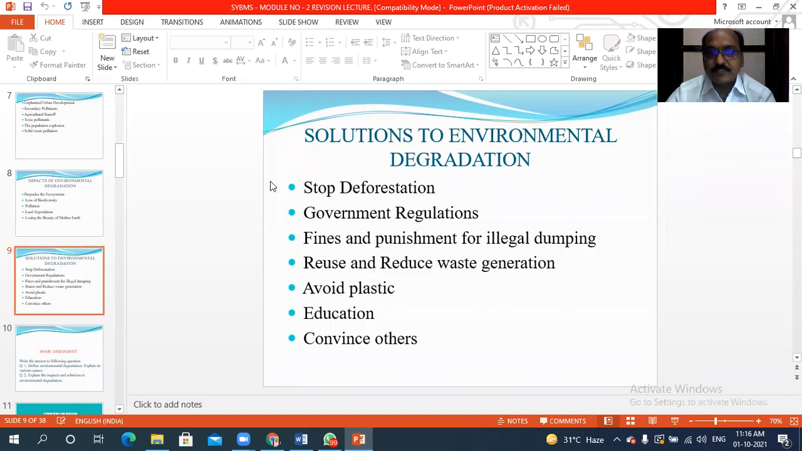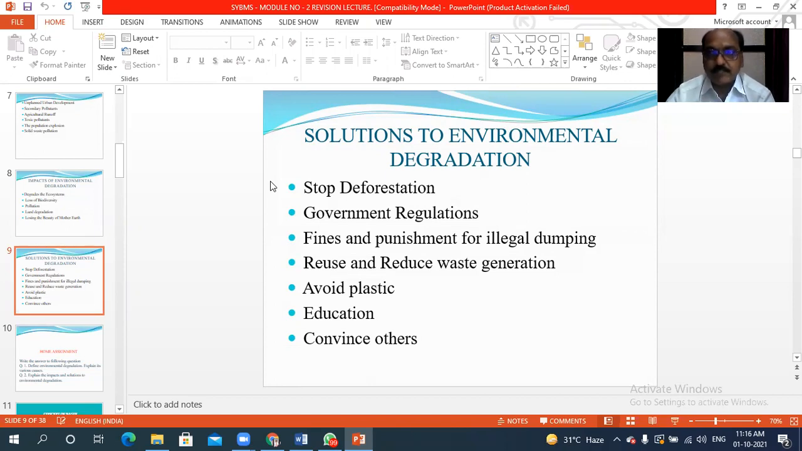Then reuse and reduce waste generation, avoid the use of plastic. Plastic is a non-biodegradable material, and it mostly affects the environment and its ecosystem. That's why the use of plastic should be kept under control, and at the time of using it, you should use it very carefully. Then spread the education.